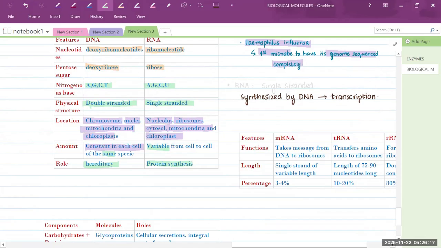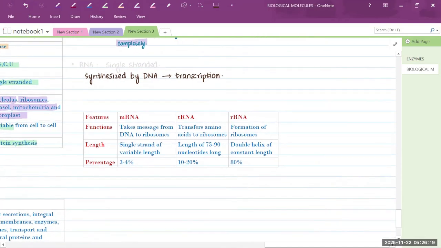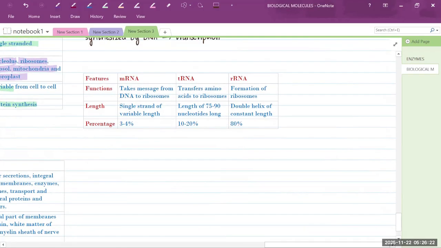transcription and translation. So here we have a table of 3 different types of RNAs. We have messenger RNA, we have transfer RNA, and we have ribosomal RNA. The function of mRNA is to take the message from DNA to ribosomes. DNA is present in the nucleus and then it transfers it to ribosomes for the translation process. It is a single strand of variable length. Variable, how? It depends on the size of the gene.